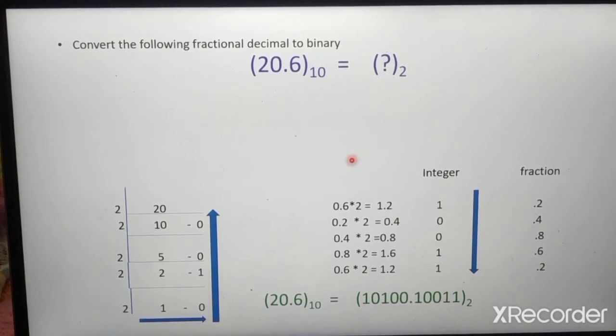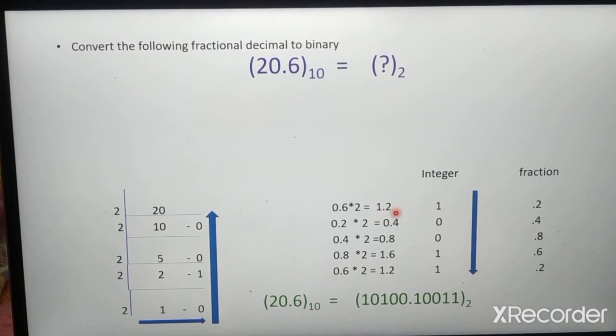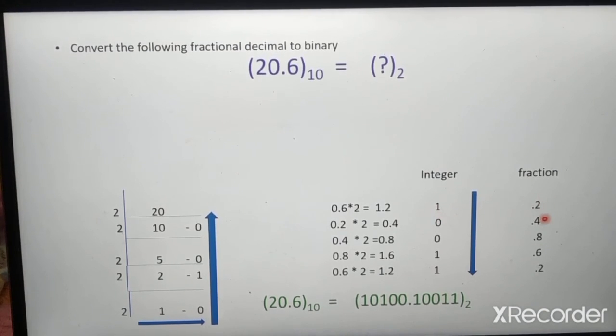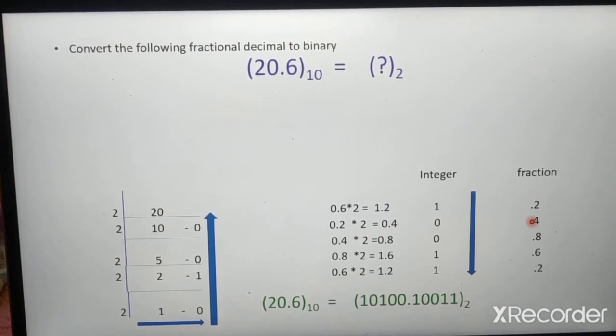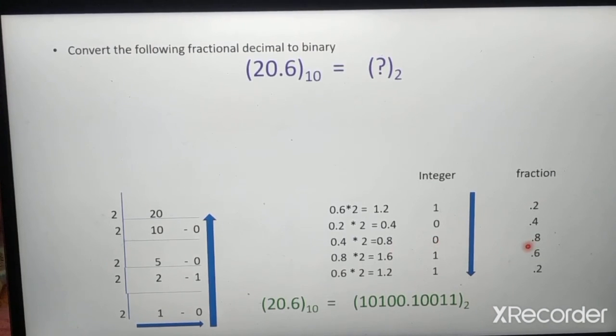Like this we convert the fractional part into a binary number. For the conversion, we multiply by 2. Here we get 1.2, 1 is the integer and 0.2 is the fraction. We discard this 1 and multiply the 0.2 by 2. We get 0.4. Here 0 is our integer part, 0.4 is the fractional part. Again we multiply this new fraction by 2, we get 0.8. 0 is our new integer and 0.8 is our new fraction.